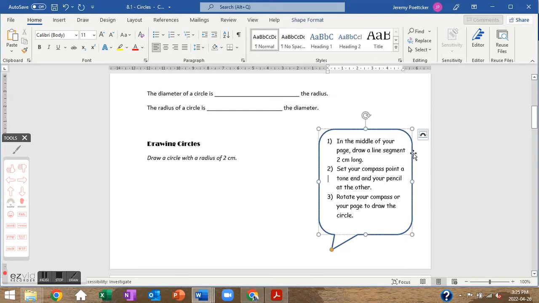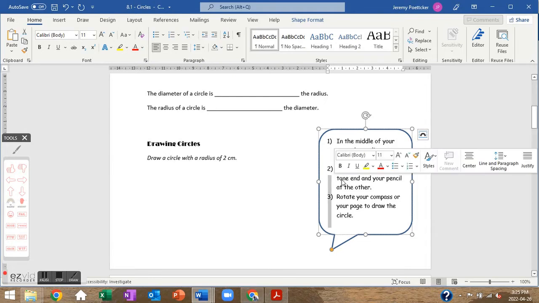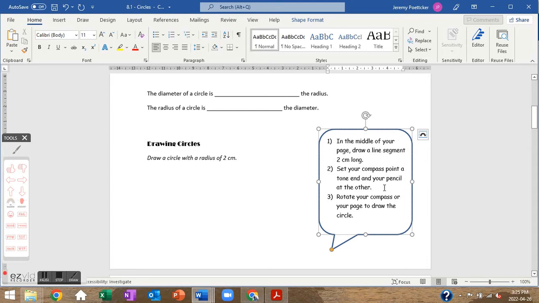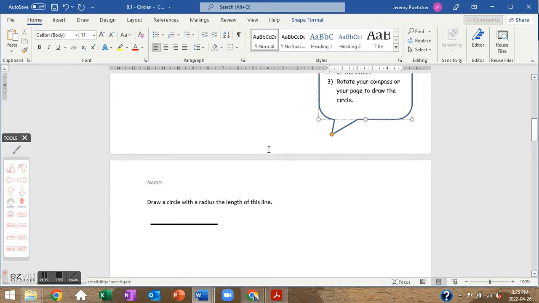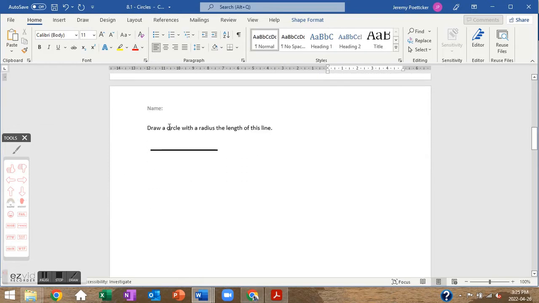let's make this at one end. Not sure what a tone end is, but anyways, at one end, and your pencil at the other. Rotate your compass or your page to draw the circle. Practice that. So draw me a circle in here, radius of 2 centimeters. Give that a try. All right, draw a circle with a radius the length of this line.